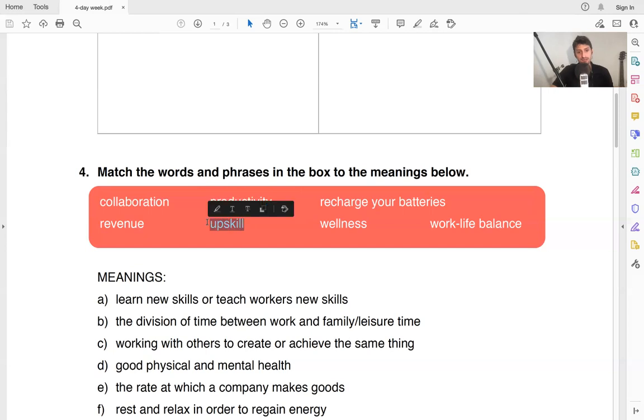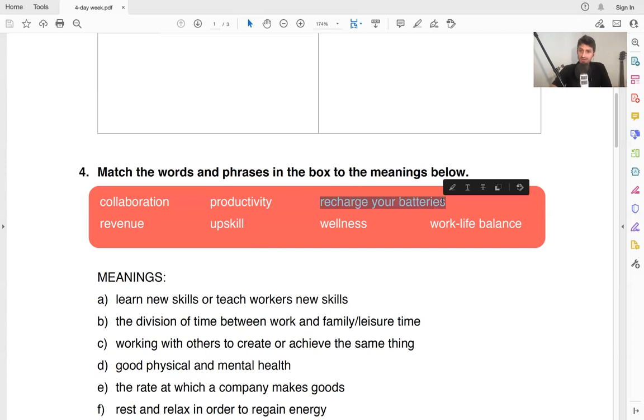Okay, upskill. Okay, very good. So skills are things that you need for your job. And to upskill is when you learn. So you learn new skills. You become better at your job because you learn new things that you can apply to your job.